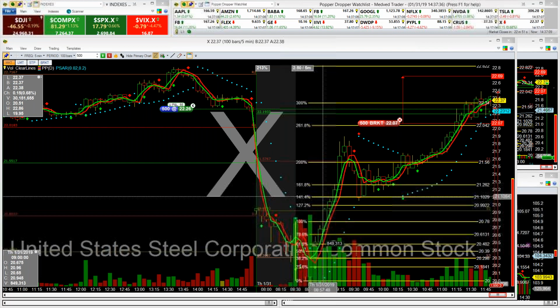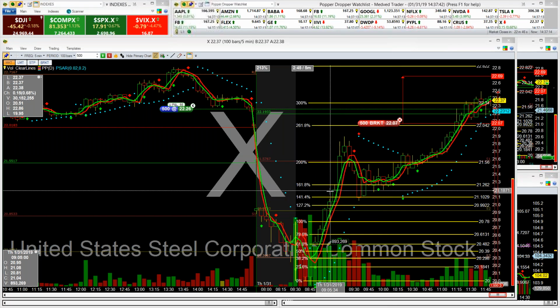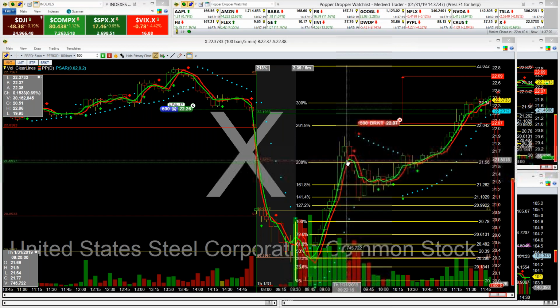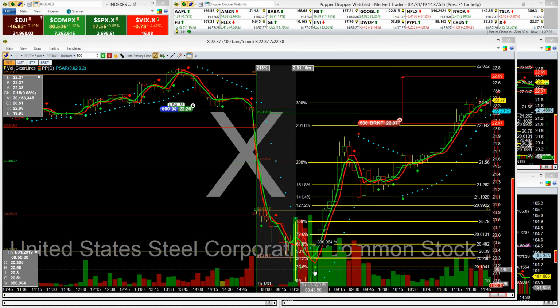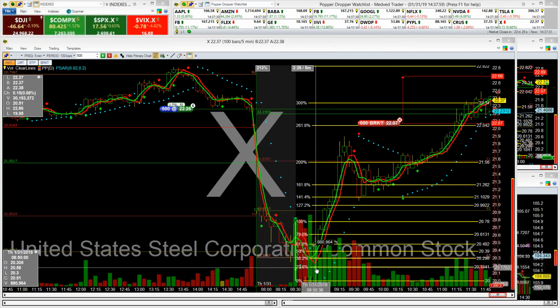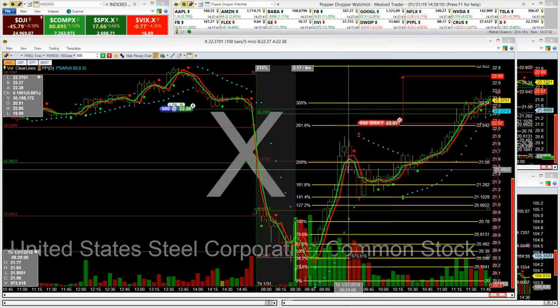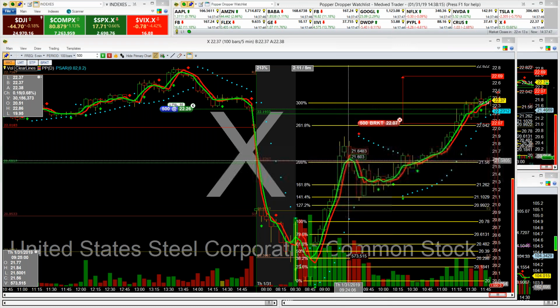The target, if we were watching this 5-minute and we saw these fib levels, was around 21.50. So we had a $1 potential reward for a risk of 30 cents. Was that a good risk to reward? Absolutely. That's a 1 to 3. Risk 1 to make 3. Now we didn't know if it was going to get there. It may not have gotten there, but it turned out it did.